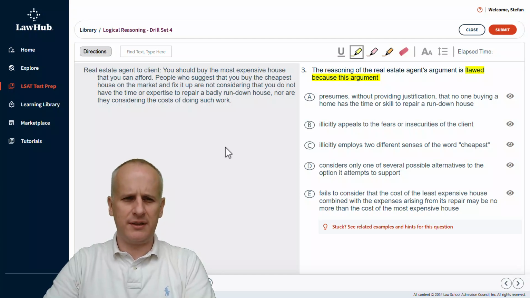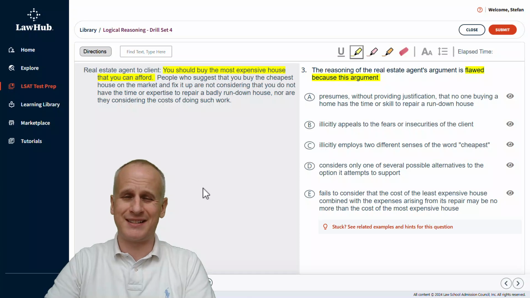So reading the real estate agent to the client, you should buy the most expensive house that you can afford. All right, so there are rare occasions where I might just highlight the conclusion immediately, and that's when I see a recommendation that is this blatant. You should buy the most expensive house that you can afford is going to be clearly the conclusion. If you're looking to expedite your approach as you're working towards a 165 or 170 plus, this is a way you could do it. Just gonna know that's going to be my conclusion.